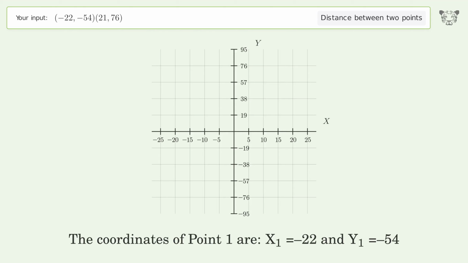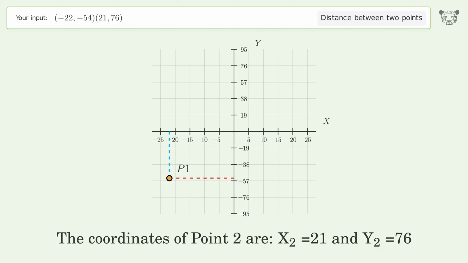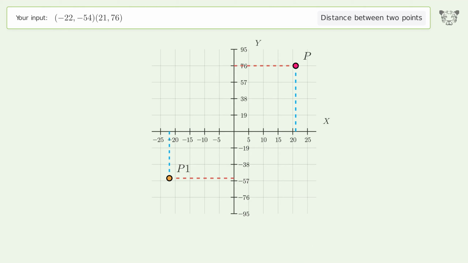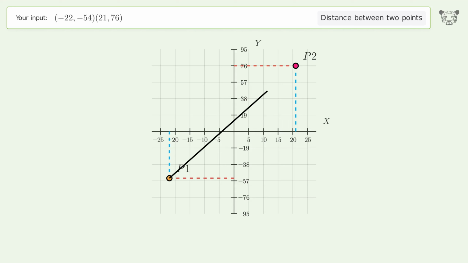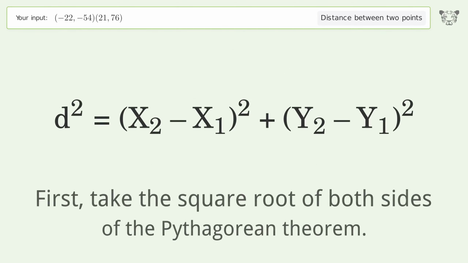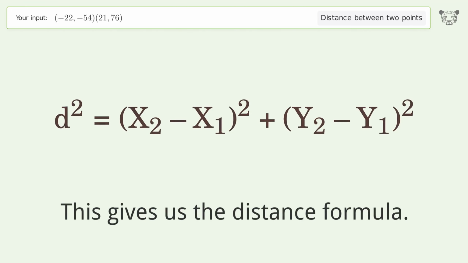The coordinates of point 1 are, x1 equals -22 and y1 equals -54. The coordinates of point 2 are, x2 equals 21 and y2 equals 76. D is the distance between the 2 points. First, take the square root of both sides of the Pythagorean theorem. This gives us the distance formula.